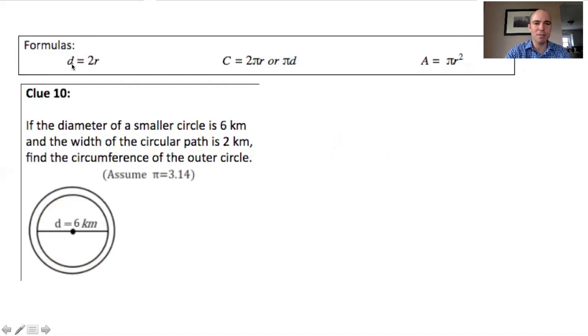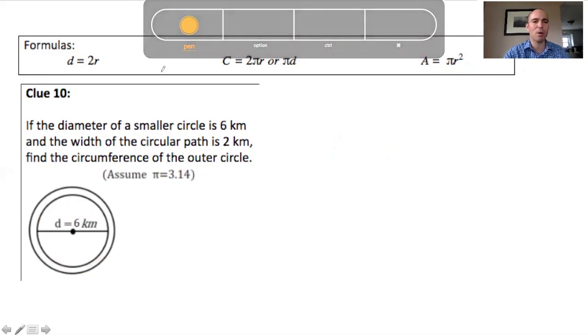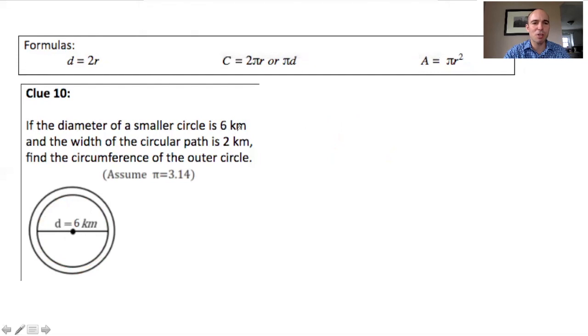And then number 10. Okay, this looks to be very, very similar. This time, what are they looking for? They are looking for the circumference of the outer circle. Wow. So the diameter of the smaller circle is 6 kilometers. The width of the path is 2 kilometers. Find the circumference of the outer circle. Okay, so this is one you're going to have to do on your own. I mean, what would I do if I was doing this?